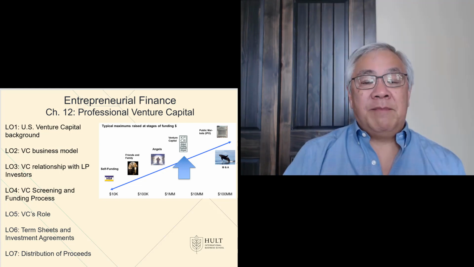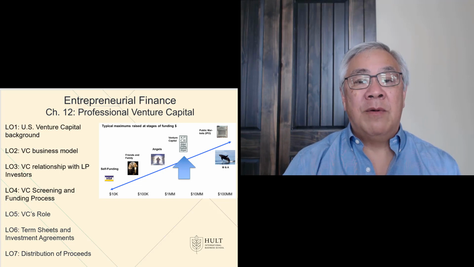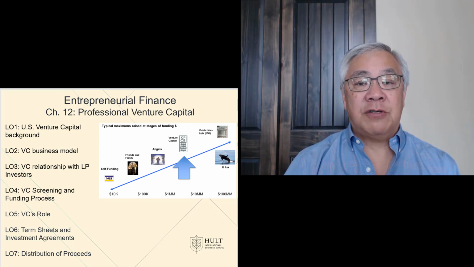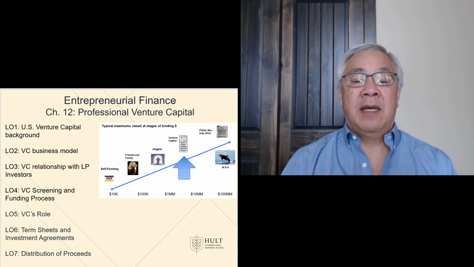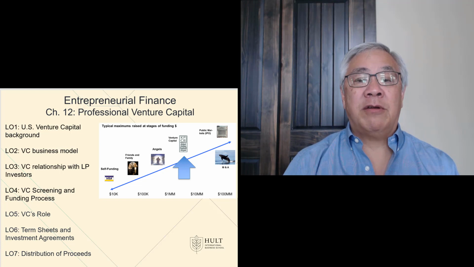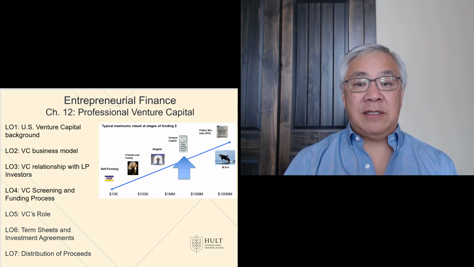So we're going to cover the U.S. capital markets and how venture capital fits into it in context of government programs and private venture programs. Then we're going to look at the business model for the venture capital firm. How do they make money? How do they get money? How does that all work? And then look at the relationship between the venture capital and their limited partnership, their sources of money. And look at the process by which they do their funding.